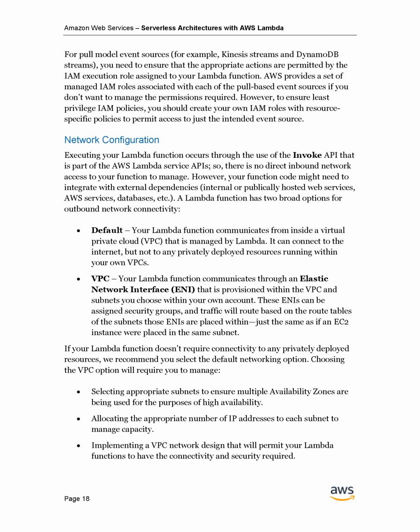Network configuration. Executing your Lambda function occurs through the use of the invoke API that is part of the AWS Lambda service APIs, so there is no direct inbound network access to your function to manage. However, your function code might need to integrate with external dependencies: internal or publicly hosted web services, AWS services, databases, etc. A Lambda function has two broad options for outbound network connectivity.